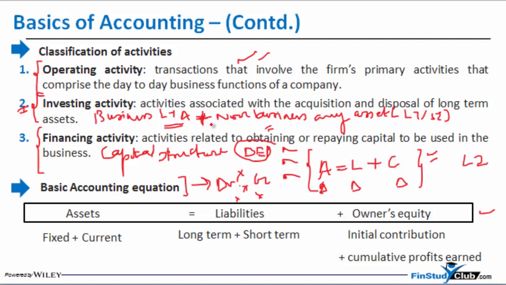Think of it. Funds could be generated by three activities. One, by doing normal business, by selling assets, and by raising loan. So funds could be generated in all three ways, but that doesn't mean that every activity becomes a financing activity. Okay, very critical and important from an exam standpoint.